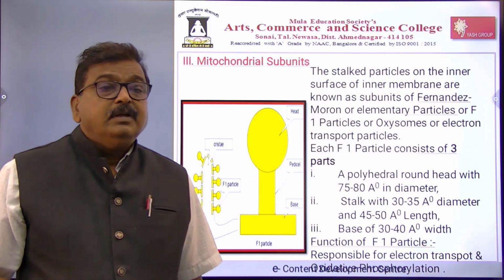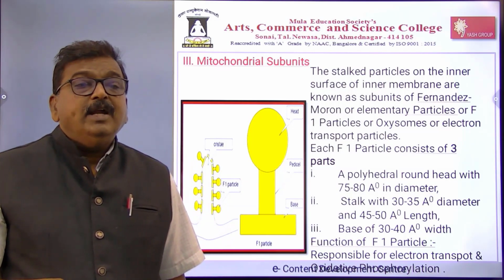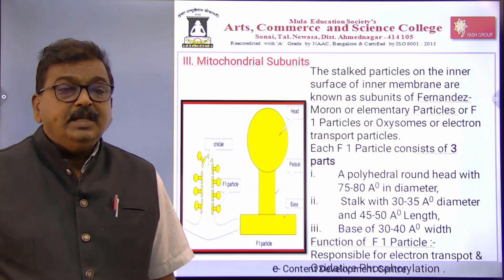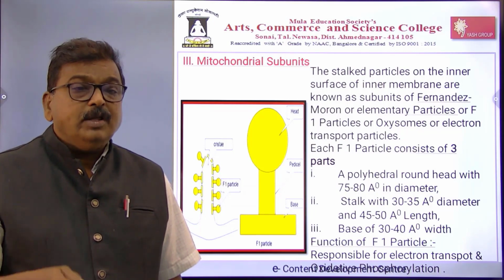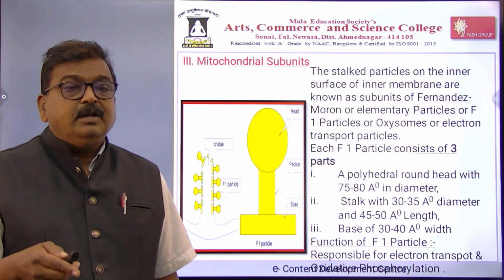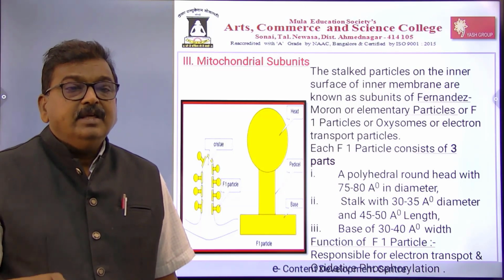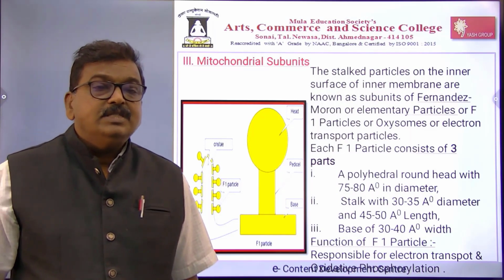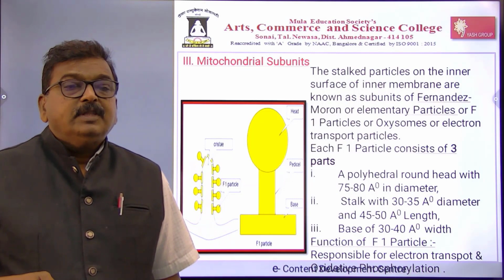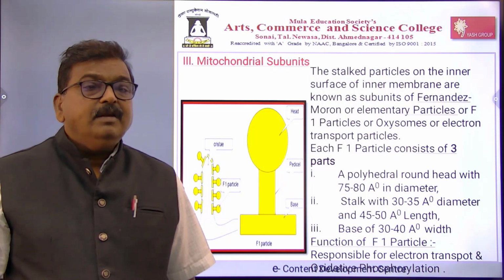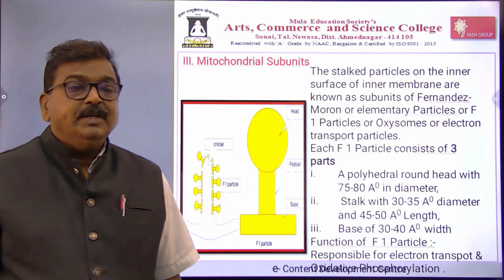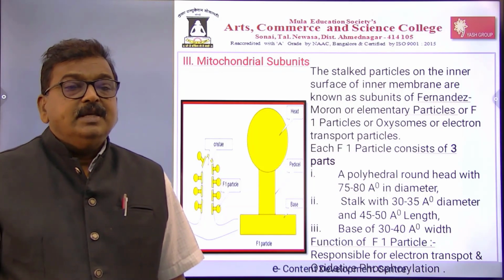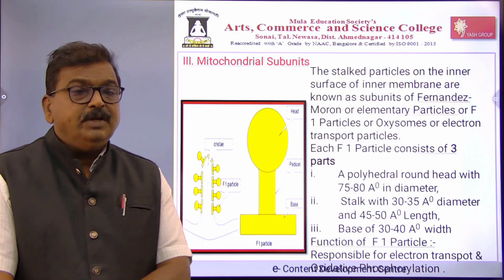See in the figure. The first one is the polyhedral rounded head, which has a diameter of about 75 to 80 angstroms, and the second part is the stalk. The rounded portion is called the head, and that head has a stalk-like structure, and that is called the stalk, and that stalk is about 30 to 35 angstrom units in diameter and 45 to 50 angstrom units in length. At the basal region there is a base, and that base has a width of about 30 to 40 angstrom units.